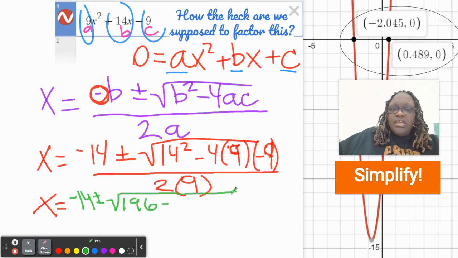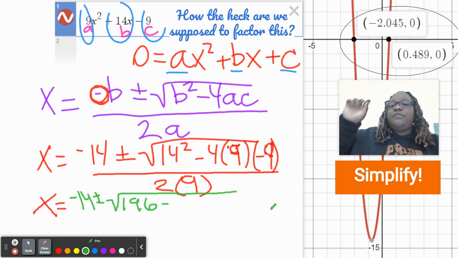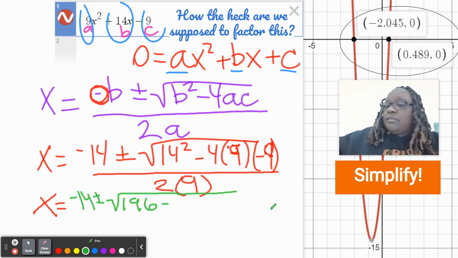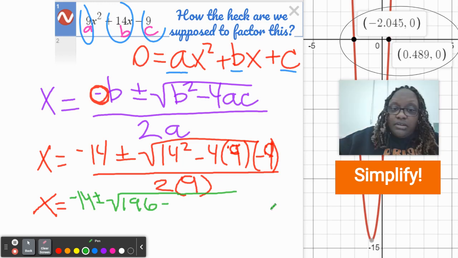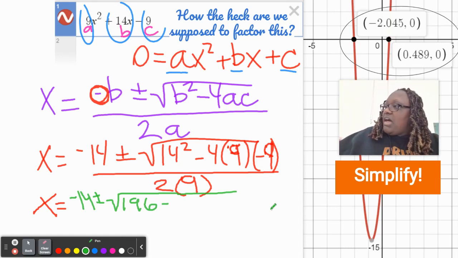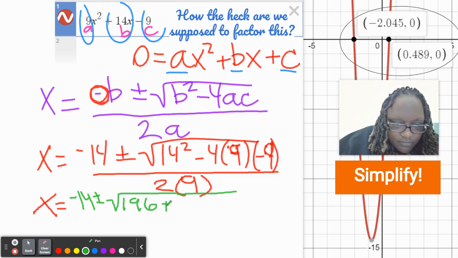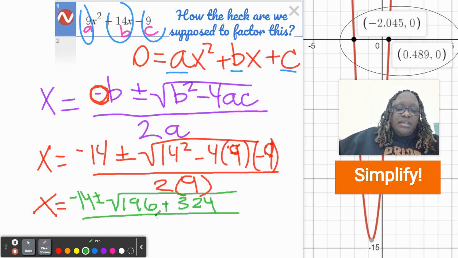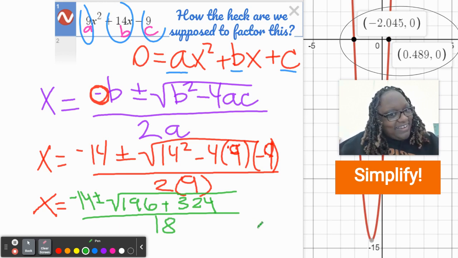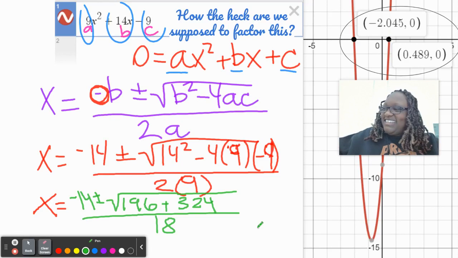Minus 4 times 9 times, so negative 4 times positive 9 times negative 9. So I'm just using a calculator right now. So negative 4 times positive 9 times negative 9. So I get positive 324. And then over 2 times 9, which is 18. Okay. We're getting somewhere. It's getting smaller.